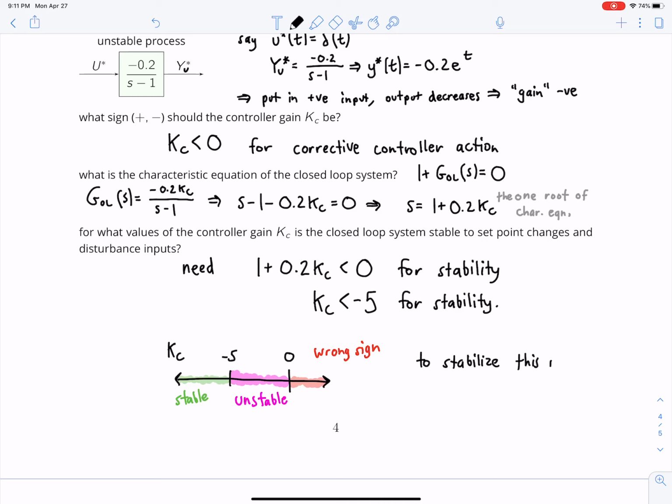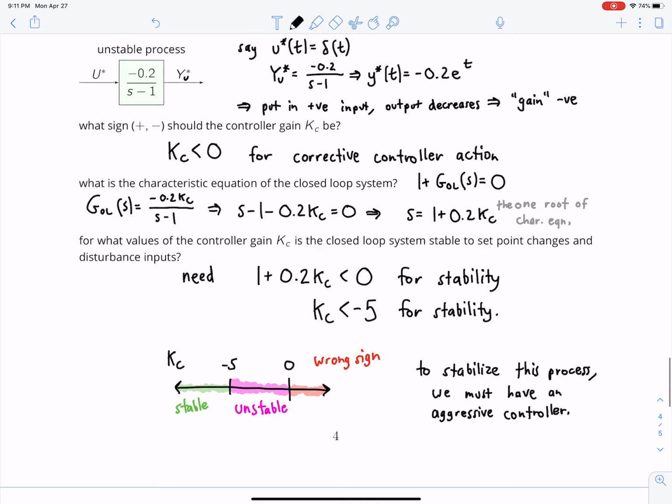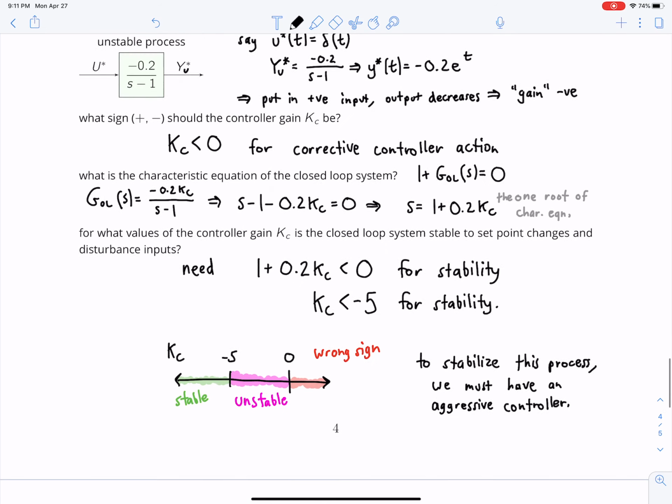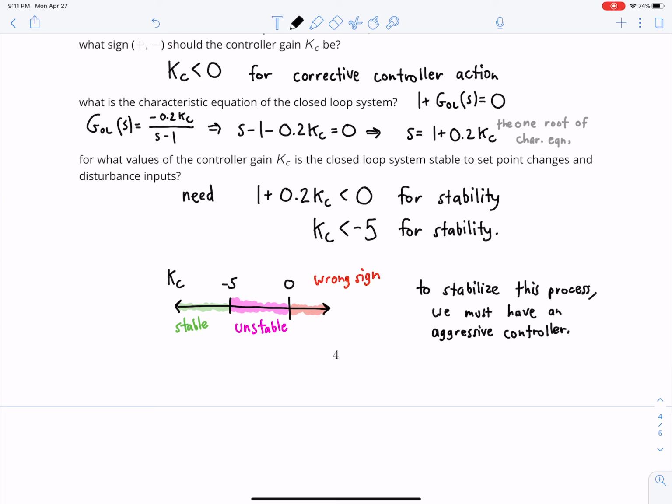So what's interesting about this is that to stabilize this process, we must have an aggressive controller. First, we should be amazed that we can stabilize it with the P controller. Second, the interesting thing here is that the controller has to be sufficiently aggressive to maintain stability. So I'll say A, sufficiently aggressive.